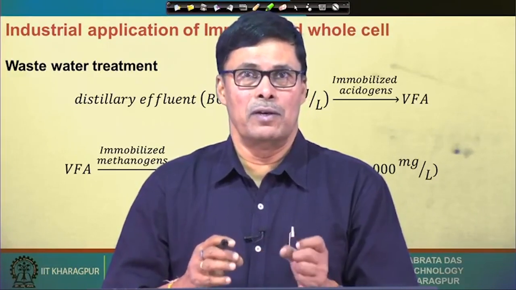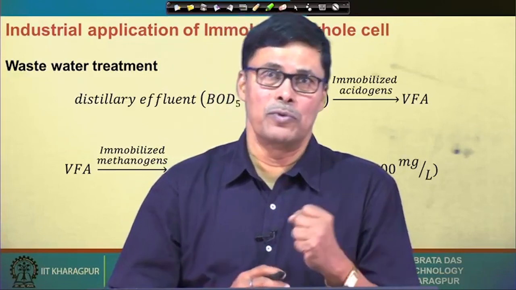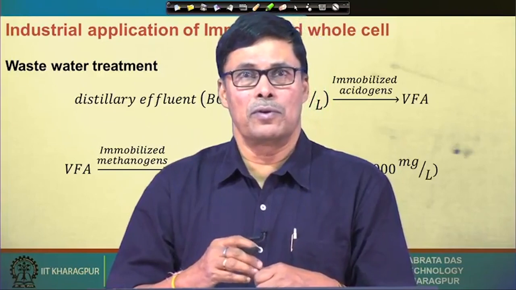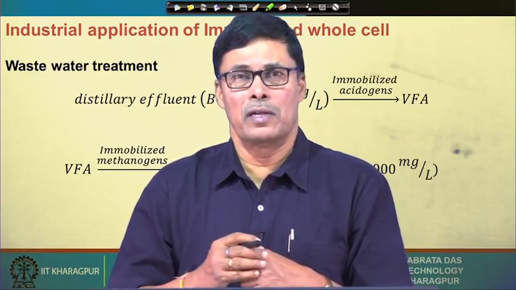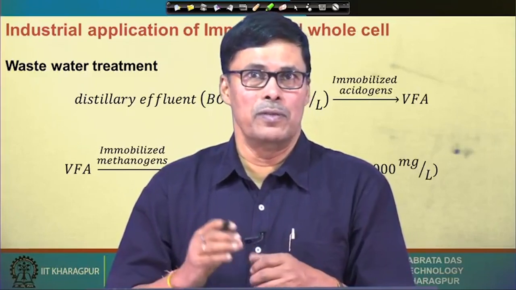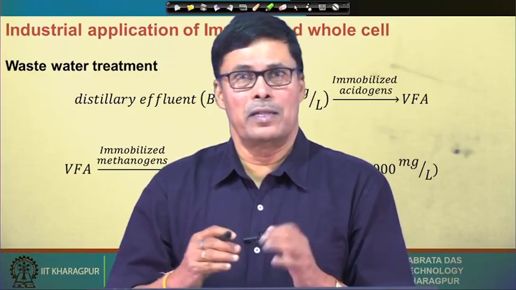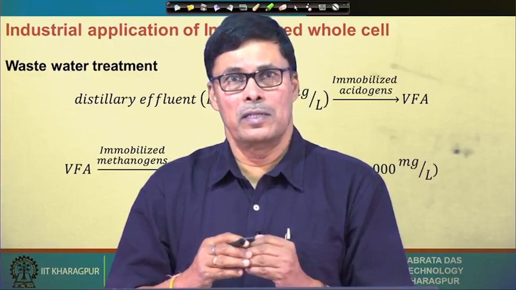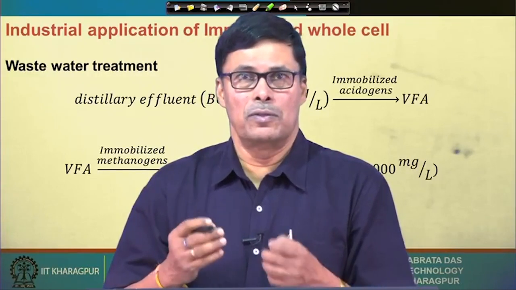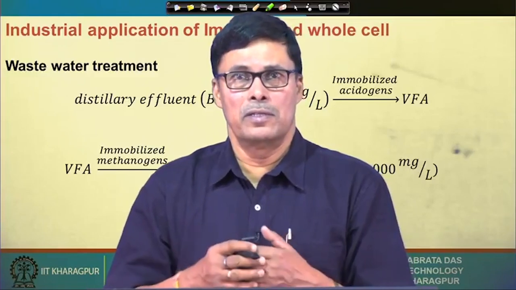We pick the solid matrix and pass the distillery effluent through it, and we continuously produce methane and carbon dioxide. This process can be operated continuously for 4 months. After that, the performance of the reactor decreases, so we can stop the reactor and regenerate the system again.